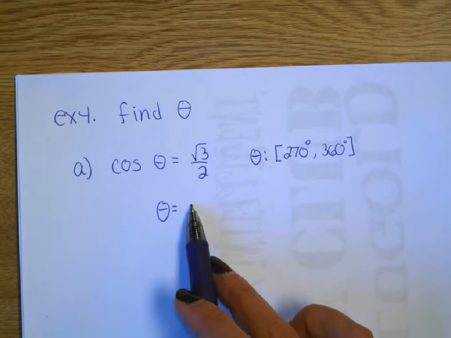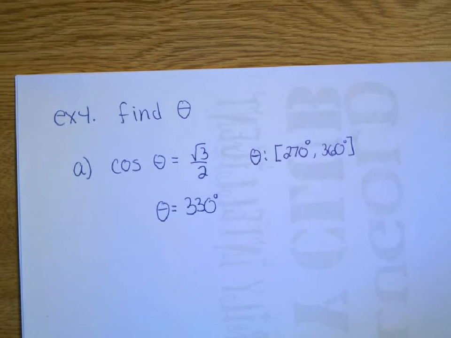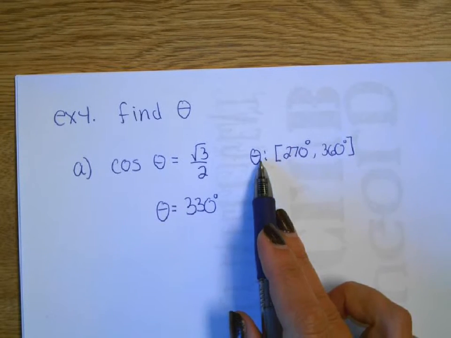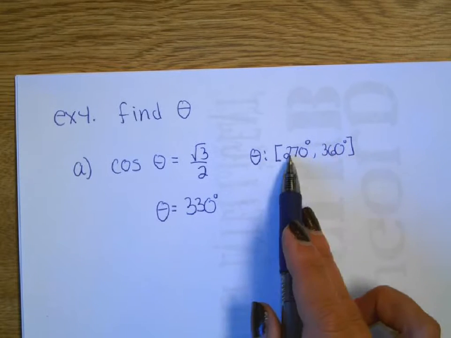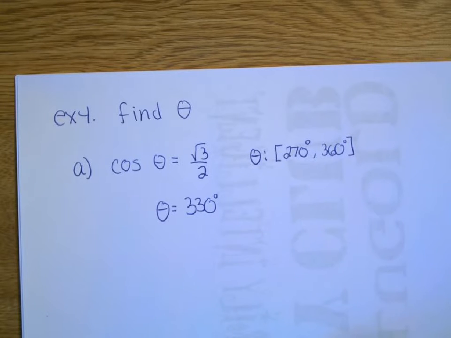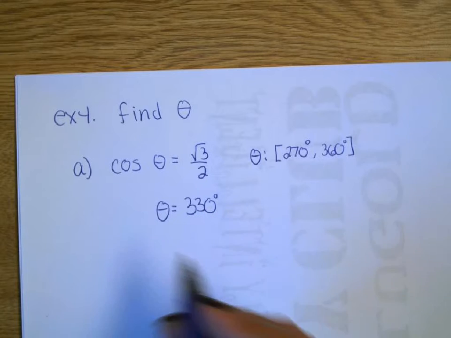330. Is that correct? Do we want the degree or do we want the radian? The degree. How do you know I want the degree? Because the question says give me an angle in between these two degrees. So I want a degree, not a radian. This little extra piece of information always tells you what form to put your answer in.